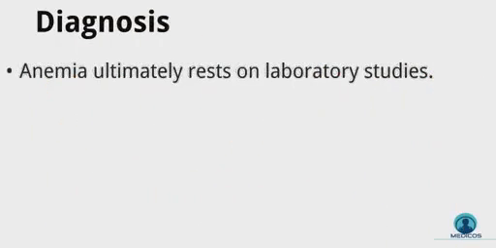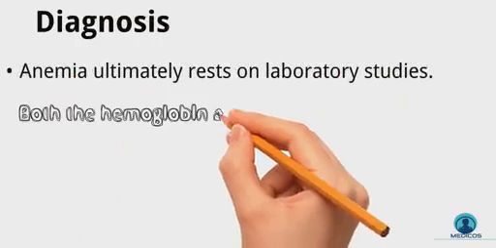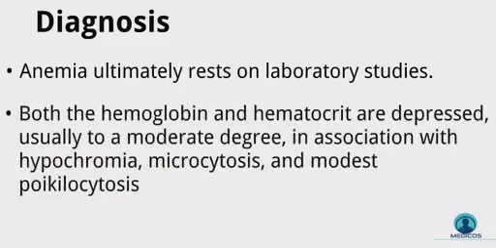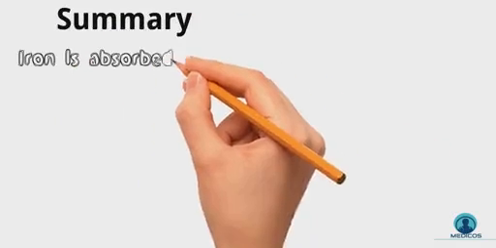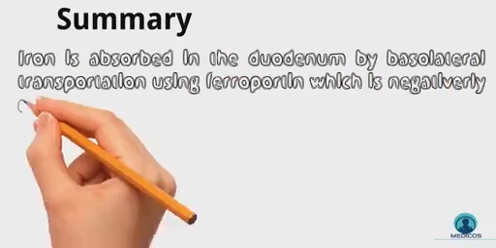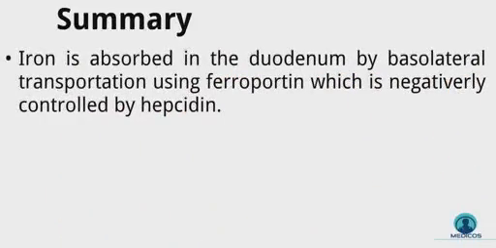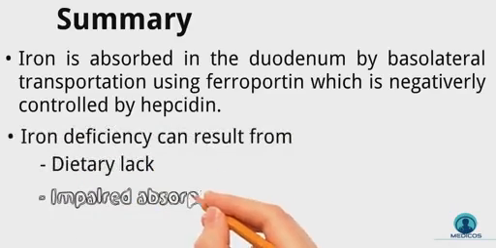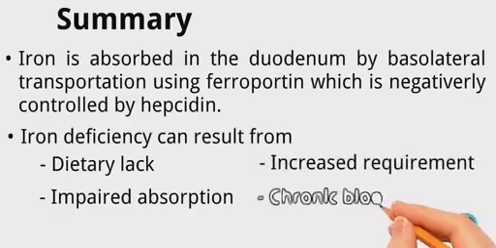The diagnosis of iron deficiency anemia ultimately rests on laboratory studies. Both the hemoglobin and hematocrit are depressed, usually to a moderate degree, in association with hypochromia, microcytosis, and modest poikilocytosis, or having abnormal cells. To summarize, iron is absorbed in the duodenum by basolateral transportation using ferroportin, which is negatively controlled by hepcidin. Iron deficiency can result from dietary lack, impaired absorption, increased requirement, and chronic blood loss.